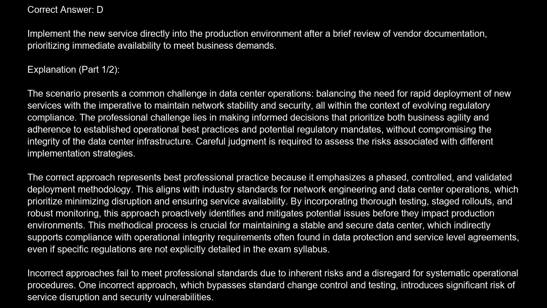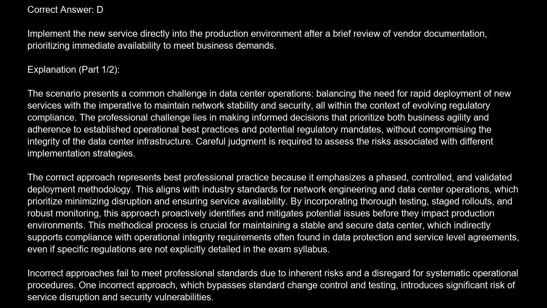Explanation. The scenario presents a common challenge in data center operations, balancing the need for rapid deployment of new services with the imperative to maintain network stability and security, all within the context of evolving regulatory compliance. The professional challenge lies in making informed decisions that prioritize both business agility and adherence to established operational best practices and potential regulatory mandates, without compromising the integrity of the data center infrastructure. Careful judgment is required to assess the risks associated with different implementation strategies.